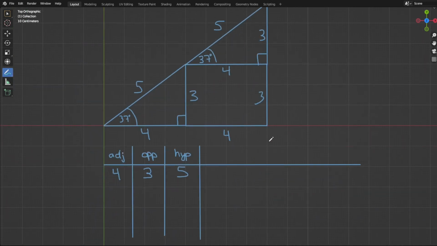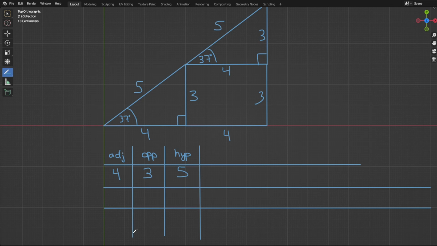All right, so let's ask what's the adjacent of this one? Well, the adjacent is the length from here to here, which is 8. Add up those two bottom pieces. Add up the 3s together, you get 6. And you add up those, you get 10.